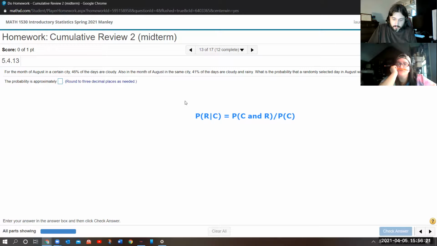Cloudy and rainy, 41%. Yeah, and what is that as a decimal? 0.41. Yeah, so you're going to say 0.41 divided by, and then what's the probability that it's cloudy? If it's cloudy, 0.46. And what is that as a decimal? Oh, you just said what it is as a decimal. Sorry. Yeah, but yeah, 0.41 divided by 0.46.